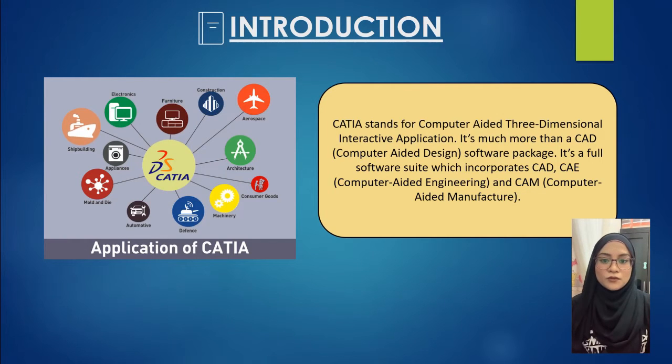First and foremost, let me introduce a little bit about the application that we're using in creating the product, which is CATIA. CATIA stands for Computer-Aided Three-Dimensional Interactive Application. It's much more than a CAD software package. CAD stands for Computer-Aided Design. It's a full software suite which incorporates CAD and CAE. CAE stands for Computer-Aided Engineering.